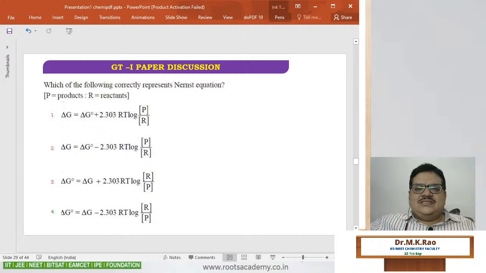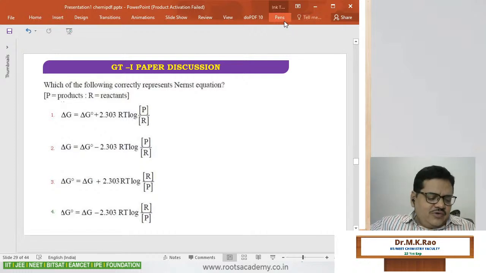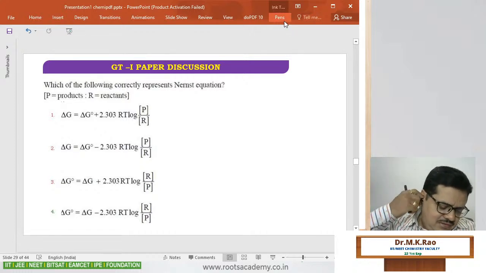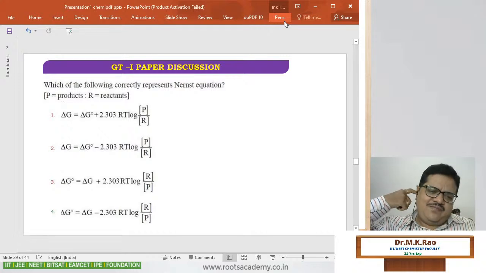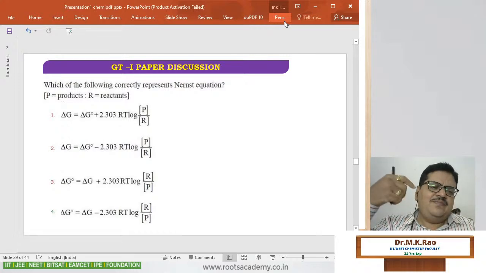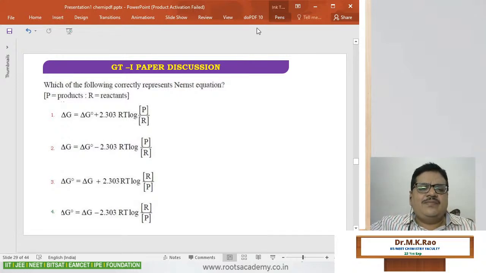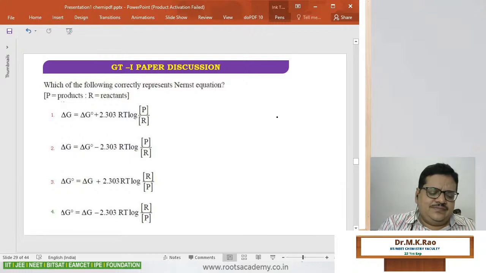Next, what is this equation? Question number 145. What is the question? Which of the following concepts represents the equation? You have to know one point very clearly. Just a minute, I want to see the question. What is the equation relating to 45? Always you should know this.